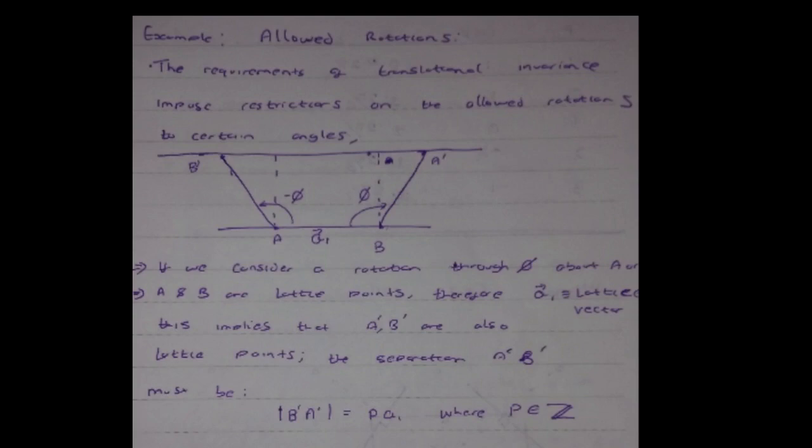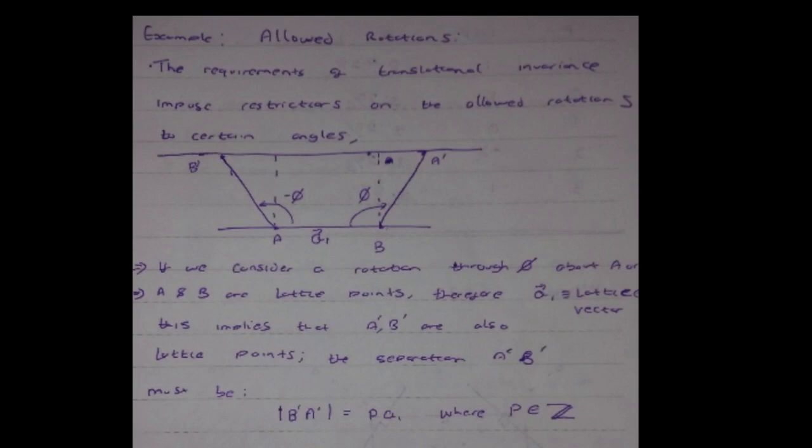and B prime, by, one, rotating A about B by an angle phi. And alternately, we can get the point B prime by rotating B around the point A by an angle minus phi.